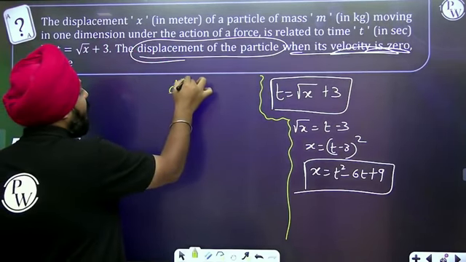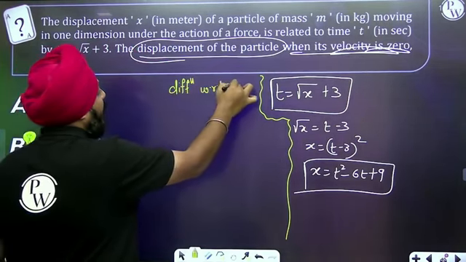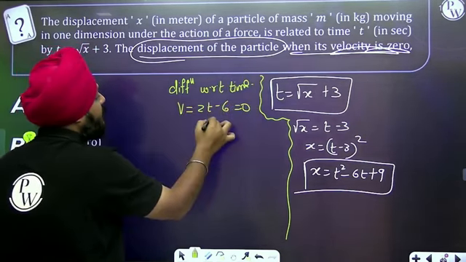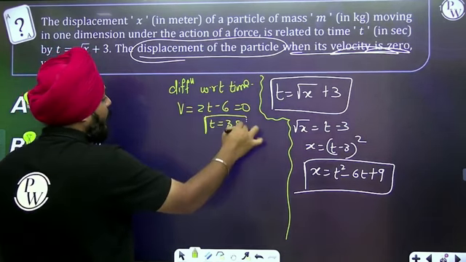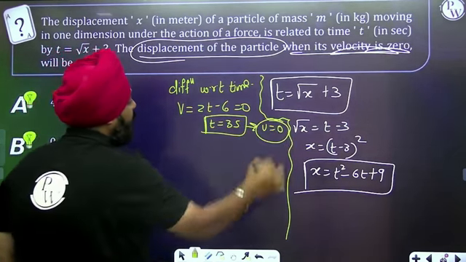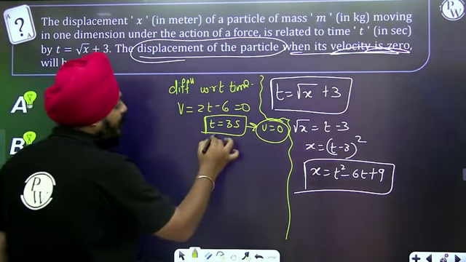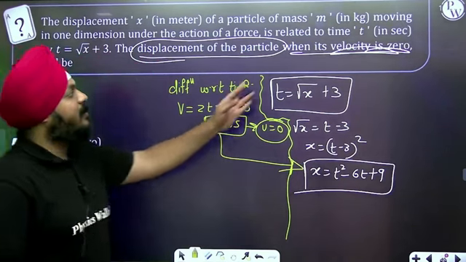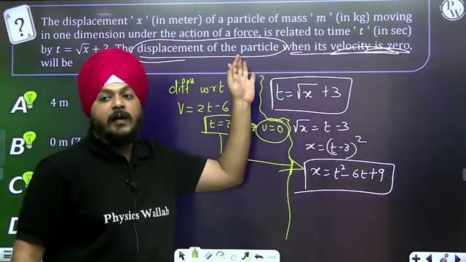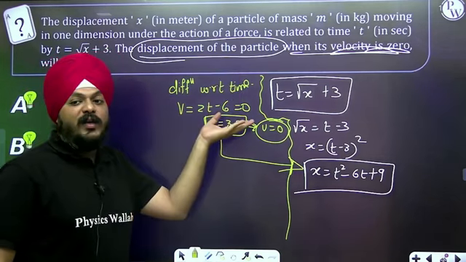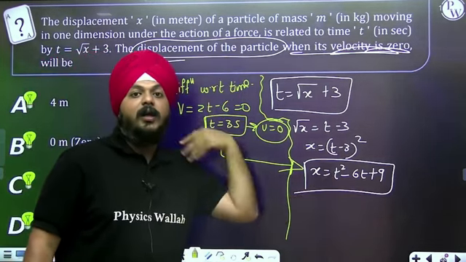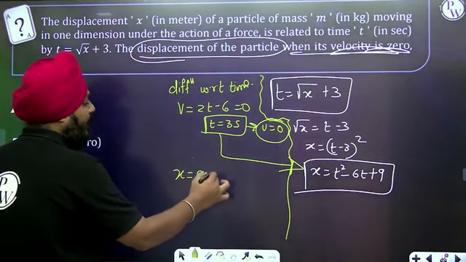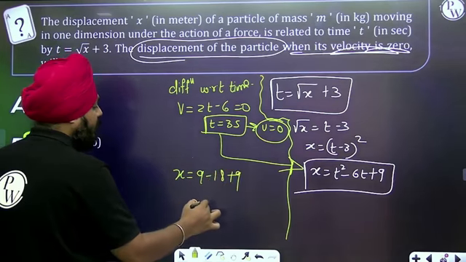First of all, let's differentiate with respect to time to get the equation of velocity. Velocity is 2t minus 6 is equal to 0. At t is equal to 3 seconds, we are getting zero velocity. Then what will be the value of the displacement at t is equal to 3 seconds? The same thing is asked. When velocity is 0, calculate displacement. At what time velocity we are getting 0? t is equal to 3 seconds. Replace in this equation to get the value of displacement. 9 minus 18 plus 9, that is 0.